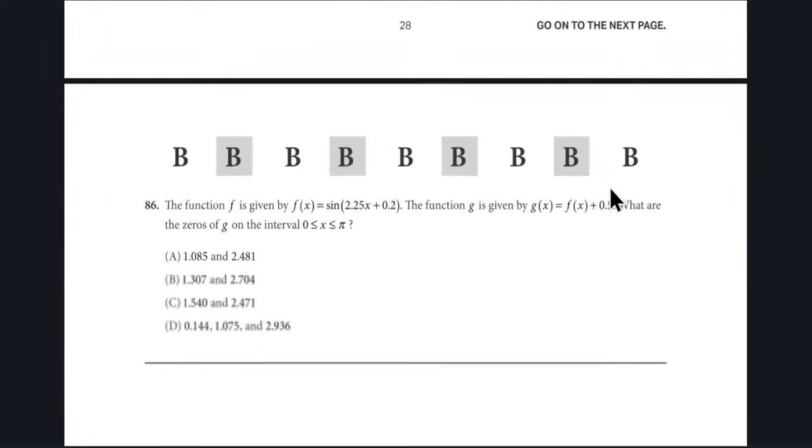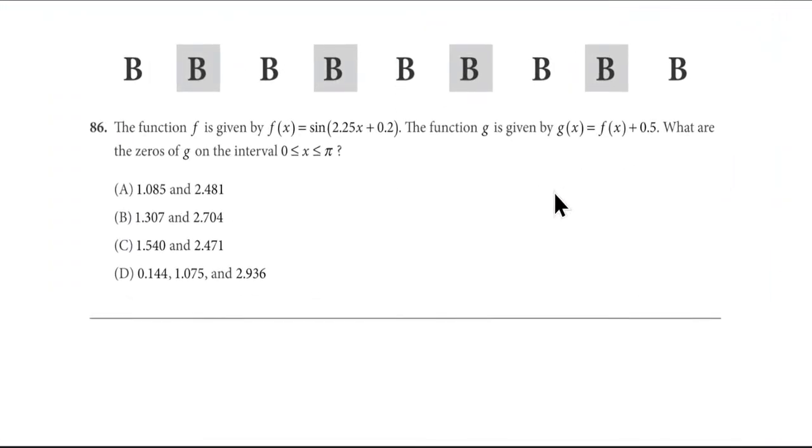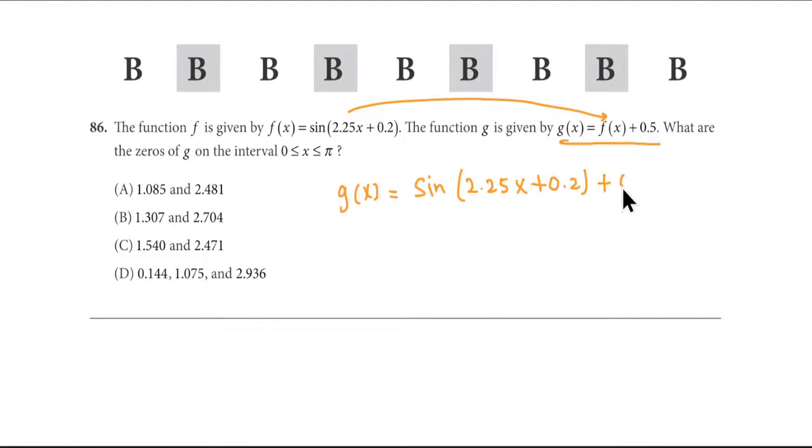The function f is given by this, the function g is given by this. What are the zeros of g in the interval? This is a calc active question, that's why this is not difficult. You just have to type in g and type in f to find g, and then type everything in the graphing calculator. So f of x is sine of 2.25x plus 0.2. Just make sure that your calculator is in radian mode, otherwise you might be struggling with the answer. Okay, f of x is substituted in here, and this is plus 0.5, correct? And what are the zeros in the interval of 0 to pi?